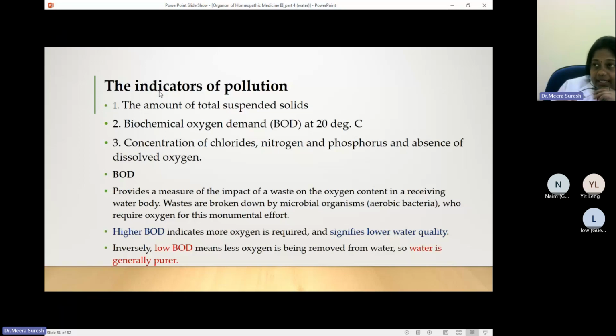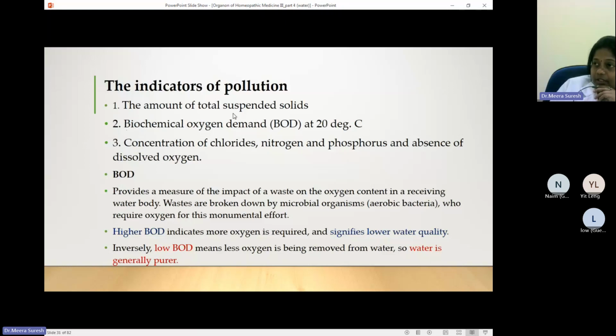But if we are going to say in a technical manner that the water is being polluted, how can we say? The amount of total suspended solids; the biochemical oxygen demand at 20 degrees Celsius; and the third one is the concentration of chlorides, nitrogen, phosphorus, and absence of dissolved oxygen. Among these three indicators of pollution, the most important will be the second one, BOD, or the biochemical oxygen demand at 20 degrees Celsius.